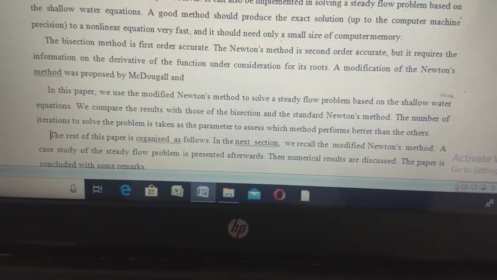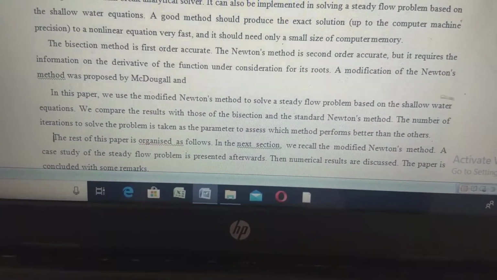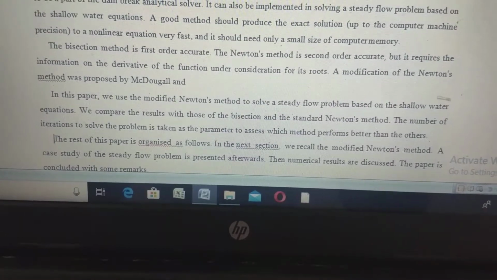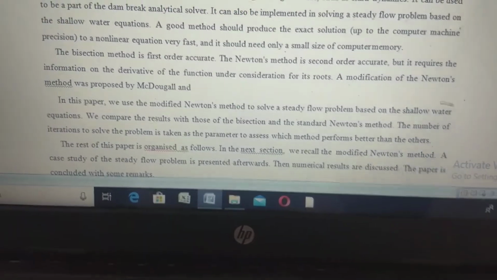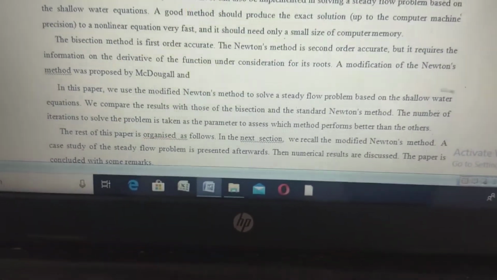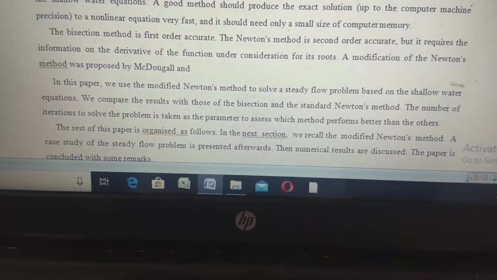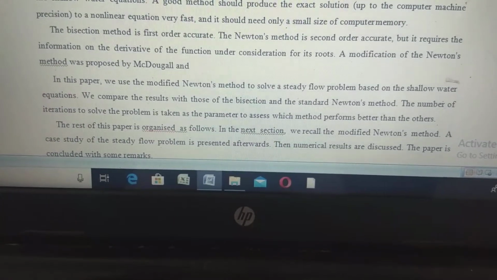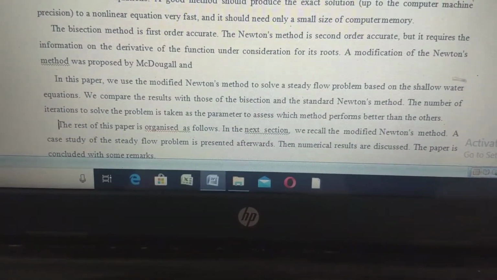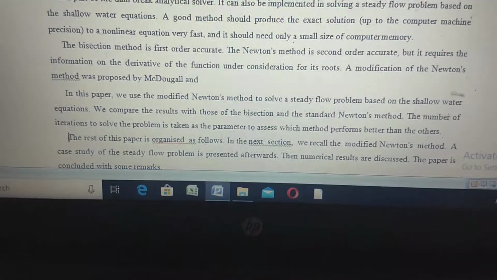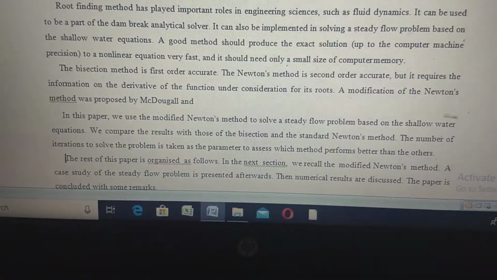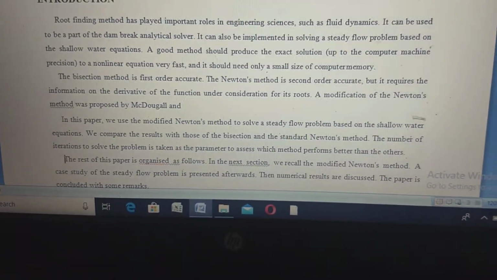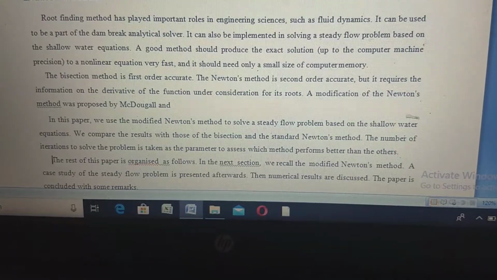In this paper, we use the modified Newton's method to solve a steady flow problem based on the shallow water equations. We compare the result with those of bisection and the standard Newton's method. The number of iterations to solve the problem is taken as the parameter to assess which method performs better than the others.